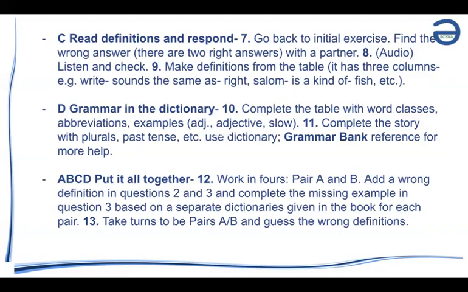12 is to work in fours, which means there are 2 pairs, A and B. So adding wrong definitions in questions 2 and 3 based on 2 separate dictionaries given in the book, and completing the missing example in question 3, and then taking turns to be pairs A and B and guessing the wrong definitions. And that's all of the second page given of the extract. Now we can take a look at the answer.